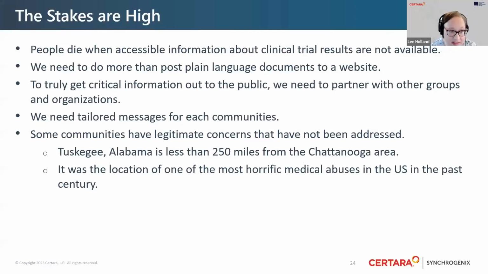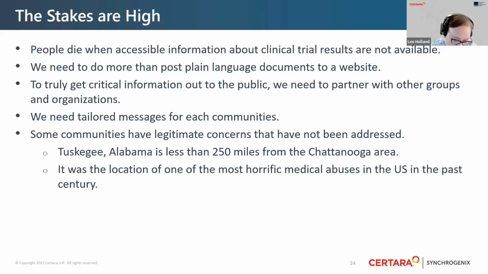The reason for that is there are some communities, especially here in the US, that have legitimate concerns about medical research that have not been addressed. The example that I'm going to give is the so-called Tuskegee experiment. Now, Tuskegee, Alabama is less than 250 miles away from Chattanooga. It was the location of one of the most horrific medical abuses in the United States in the past century. What the Tuskegee experiment was, a very long-term study of syphilis.